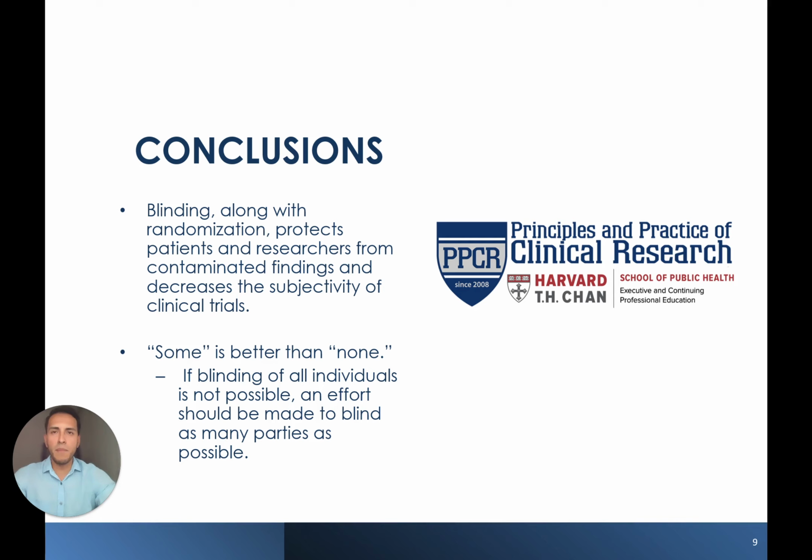So, to sum up, unblinding study personnel could lead to perception of bias being introduced in study conduct, data collection, or analysis. Which is why blinding along with randomization protects patients and researchers from contaminated findings and decreases the subjectivity of clinical trials. And of course, besides blinding, there are other challenges to bear in mind such as manufacturing to make the different study treatments identical in appearance, touch, smell, etc. Lastly, there is a saying that goes, some is better than none, meaning that if blinding of all individuals is not possible, an effort should be made to blind as many parties as possible.